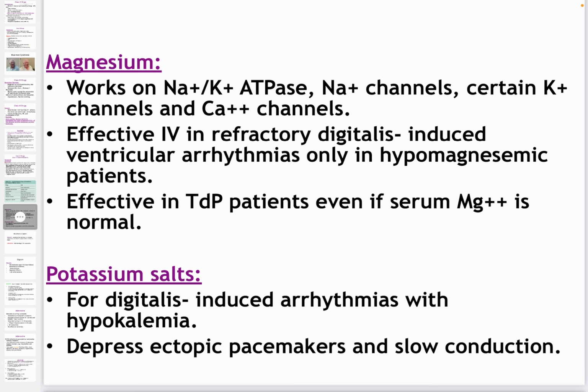Potassium salts. Of course, we know that hypokalemia is one of the important predisposing factors for cardiac arrhythmia. So it's used for different kinds of arrhythmia, especially for digitalis-induced arrhythmia with hypokalemia. We talked about torsades de pointes also being supplemented with potassium, especially if it's a condition of hypokalemia. Now, if the patient has hyperkalemia, of course we don't give potassium salt.